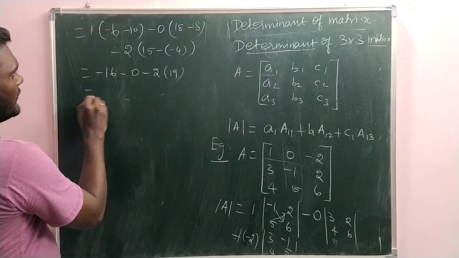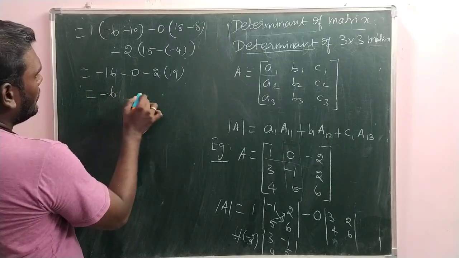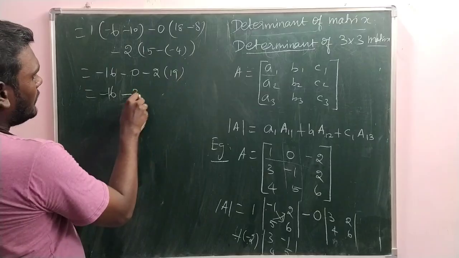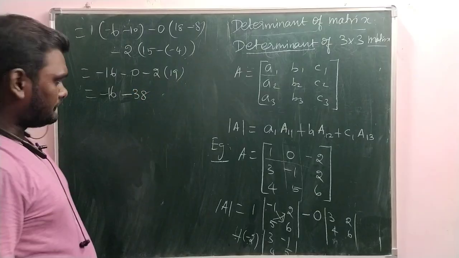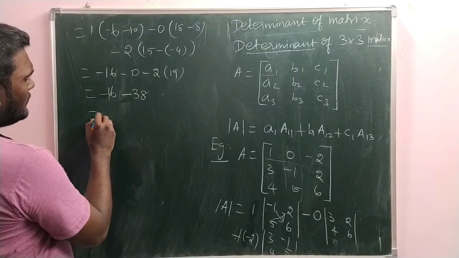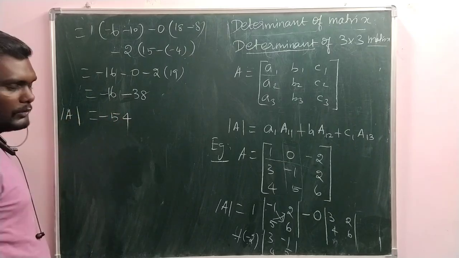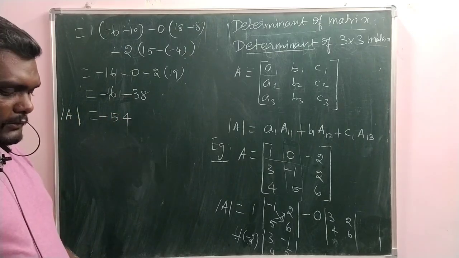Okay, so minus 16 and minus 2 into 19 is what? Minus 38. So how much is it? Minus 54. That is the determinant value. Okay, any doubts in this?